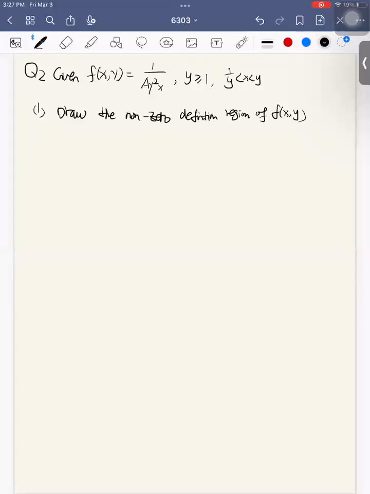Hello everyone, today we will talk about question 2 of homework 5. Looking at the question, we already know f(x,y) looks like this, and the question asks us to draw the non-zero definition region of f(x,y).